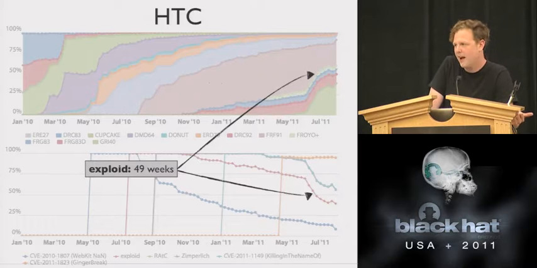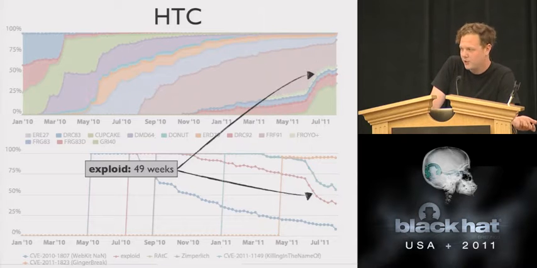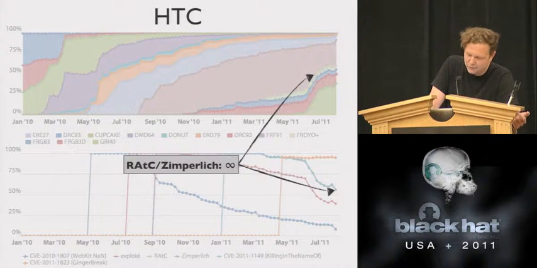So devices that report FRF91 actually carry the majority of what we've seen from HTC devices well into this year. This starts to swing down as we see devices that are reporting gingerbread, but we don't really see it drop below the 50% mark until 49 weeks past disclosure. And for Rage Against the Cage and Zimperlich, we're getting there, but we still haven't seen it pop out.